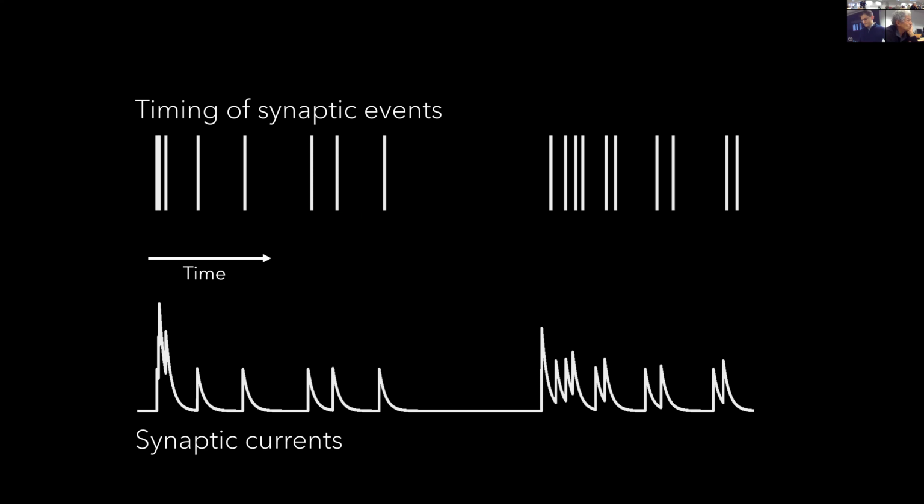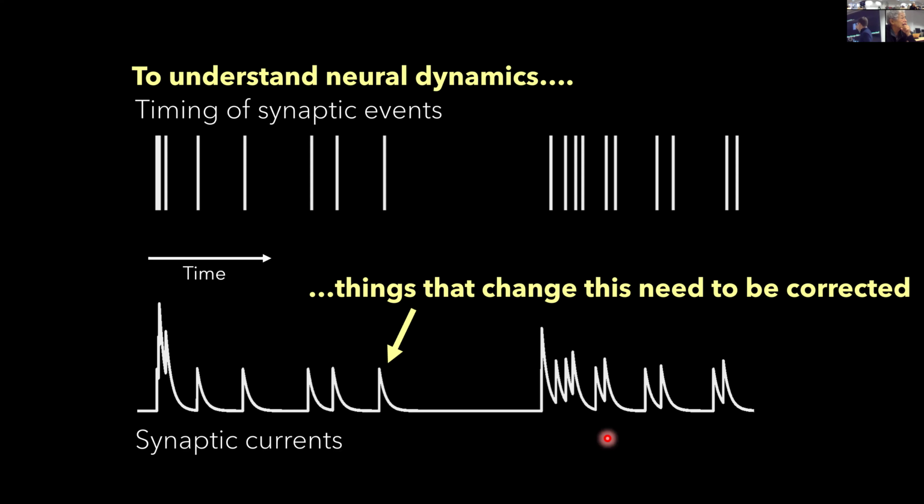All that to say, if the point of EEG is to understand the dynamics of neural activity, you're trying to understand something about the timing of these synaptic inputs, whether they're oscillating, what frequency they're oscillating at. And if we want to understand these neural dynamics, then things that change this need to be corrected for, because this is changing how the EEG signal is produced, and this is going to produce changes in your results regardless of what's changing in the dynamics.